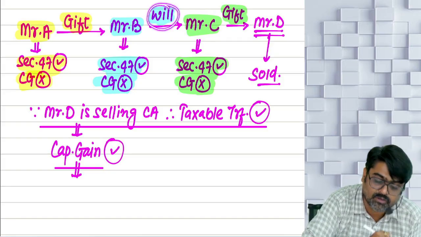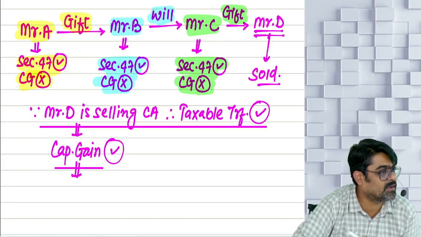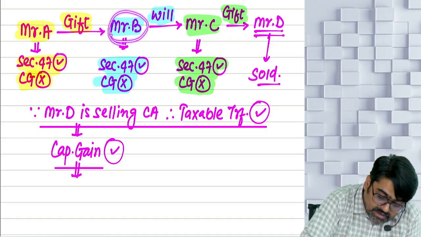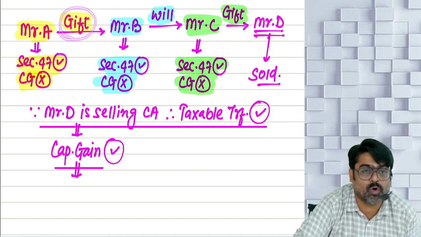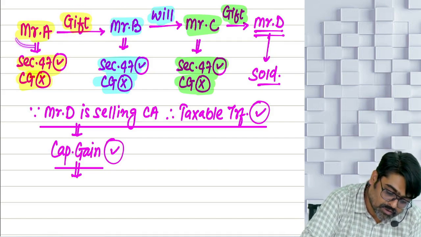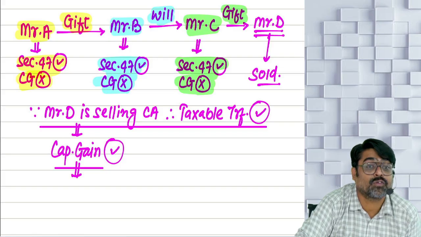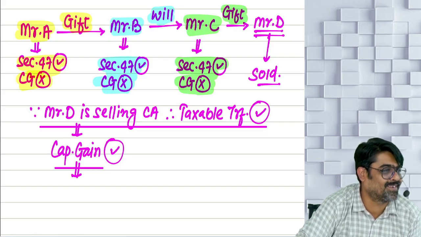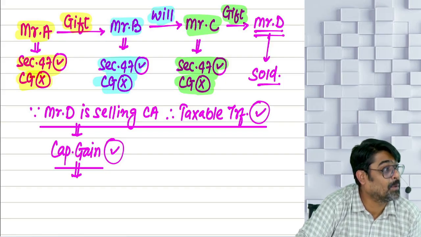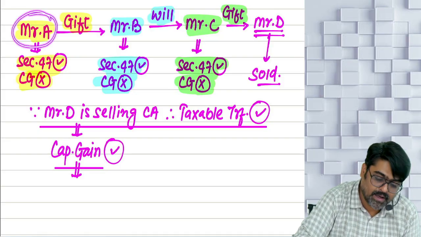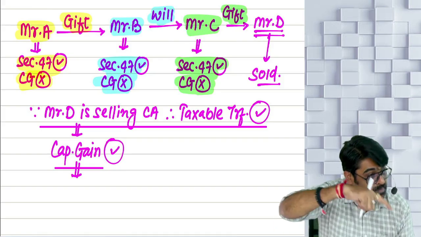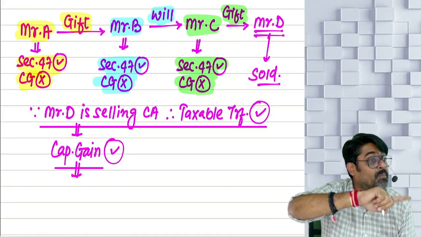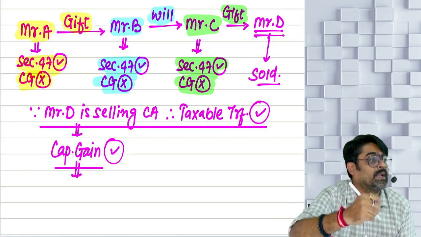Because C has acquired the asset by way of will, which is a mode specified under section 49(1). B's cost will also not come. Why? Because B has also acquired the asset by way of a mode specified under section 49(1). Cost of A will come. Because A had purchased the asset. And purchase is not a mode specified under section 49(1). So cost of A will be deemed to be the cost in the hands of D. That previous owner who acquired the asset by way of any mode other than 49(1).